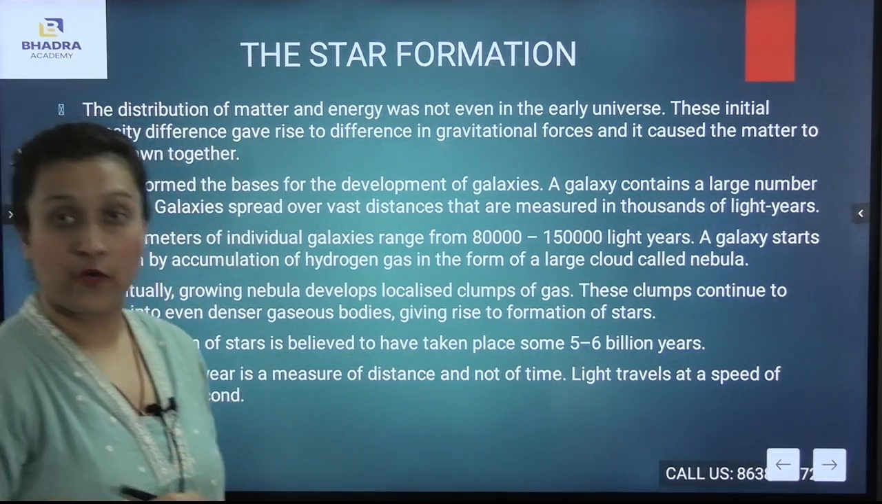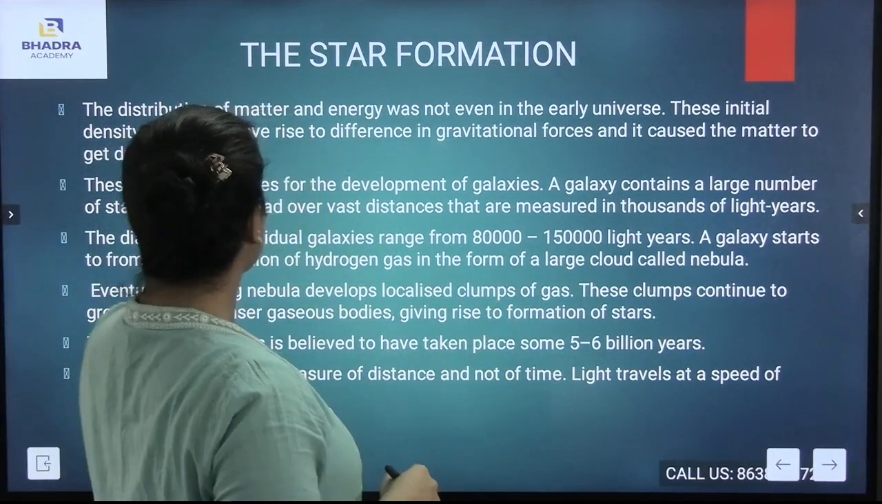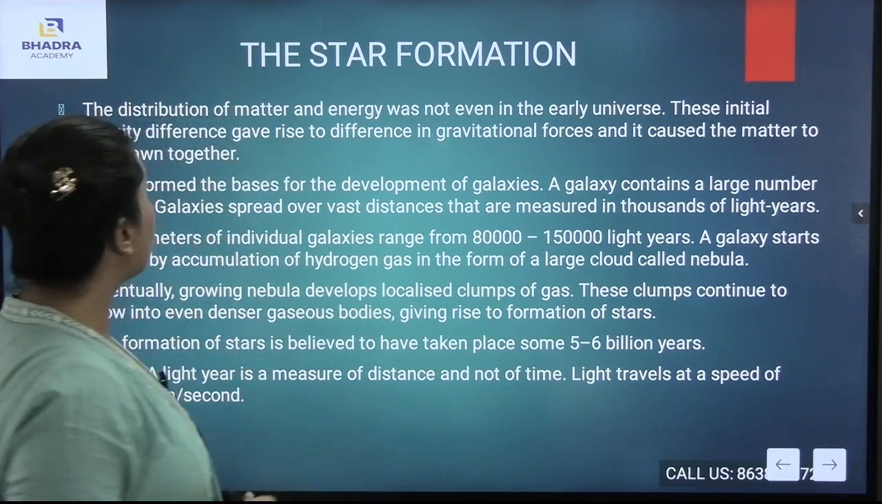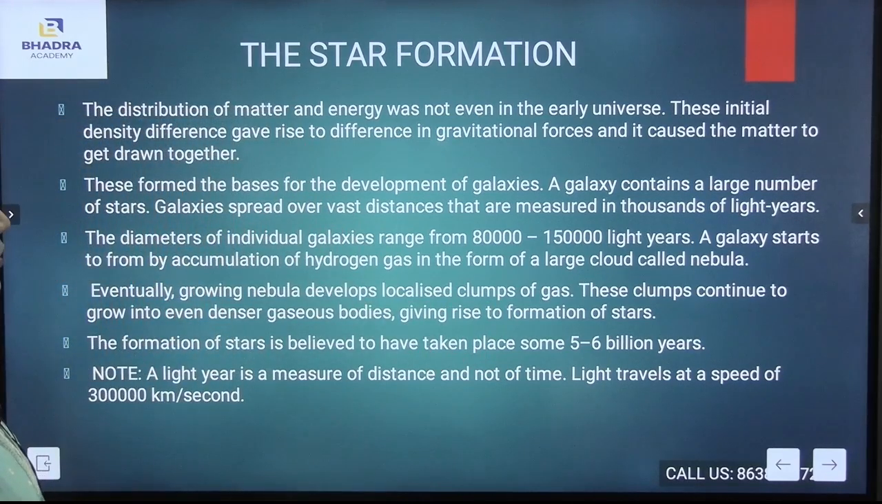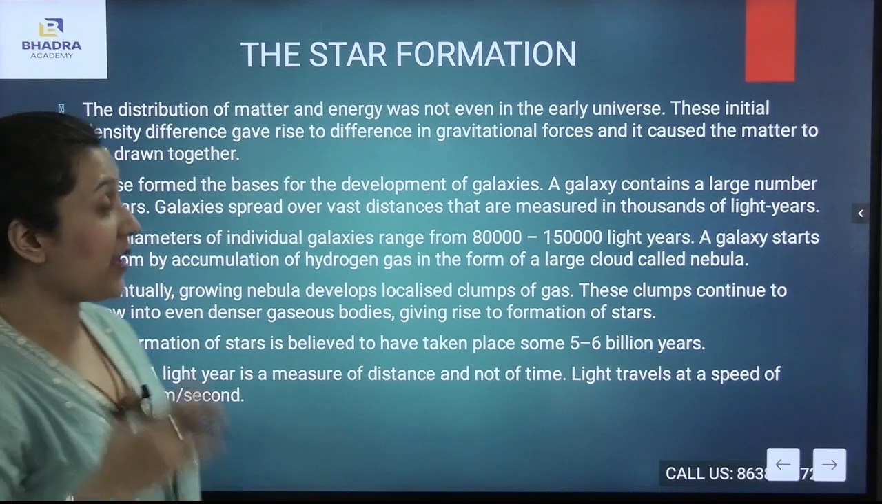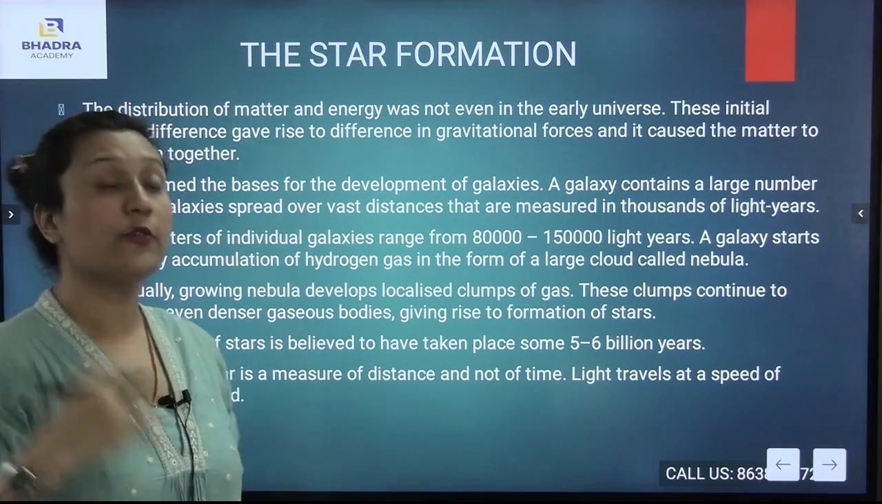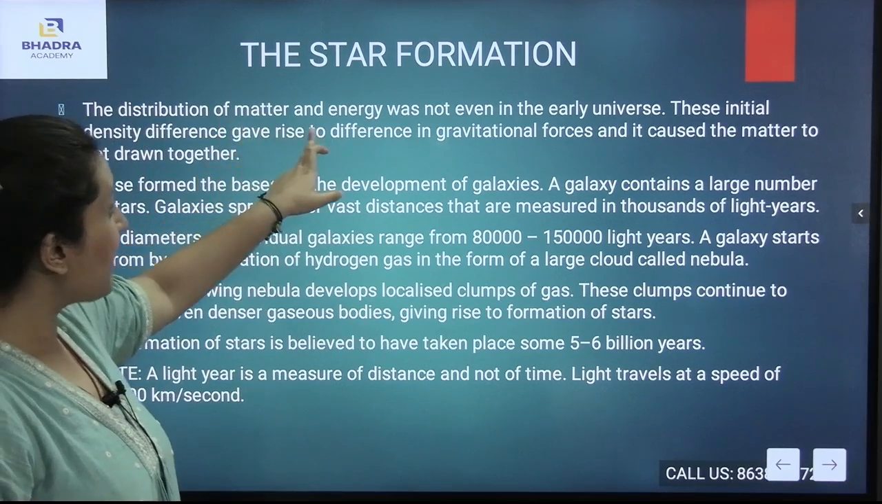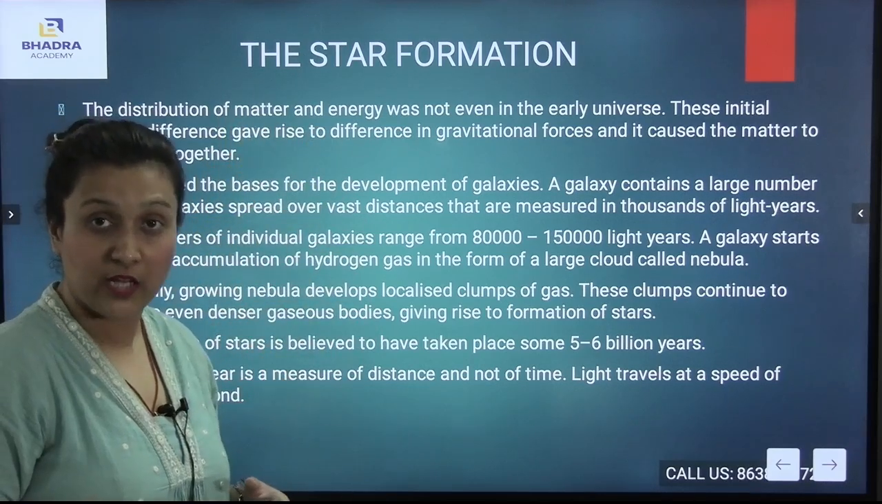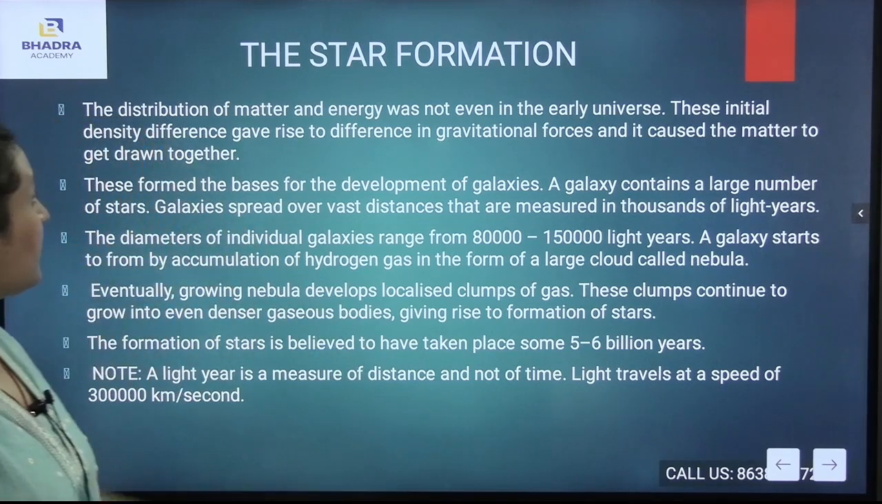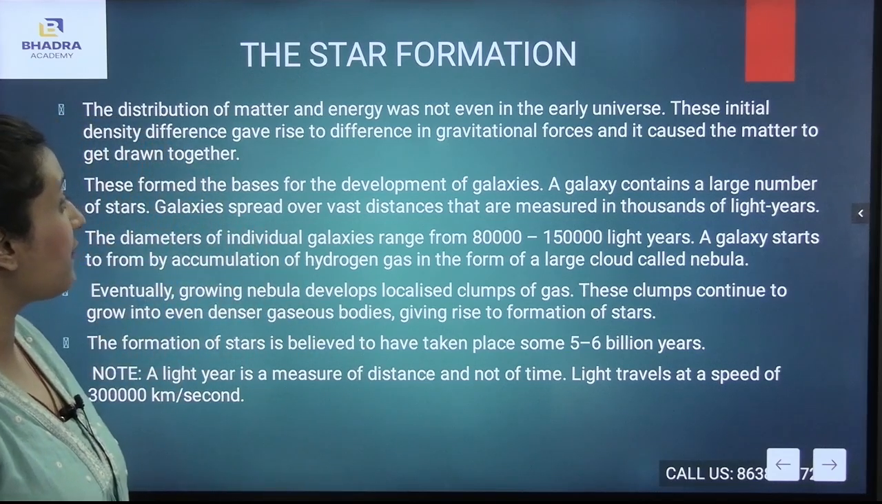Now, the star formation. We will be understanding about the star formation. The distribution of matter and energy was not even in the early universe. This initial density difference gave rise to differences in gravitational forces and caused the matter to get drawn together. Now you see how the star is being formed. Due to the uneven distribution of matter and energy in the early universe, this initial density gave rise to the difference in the gravitational force.